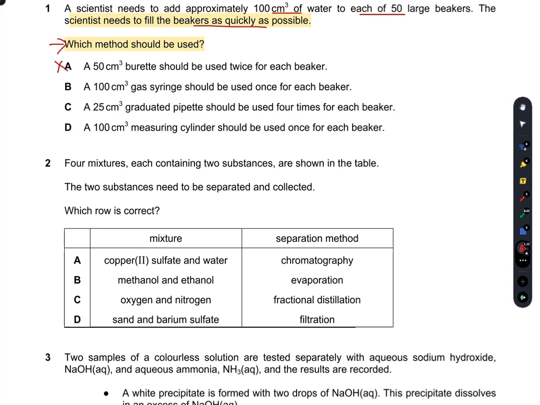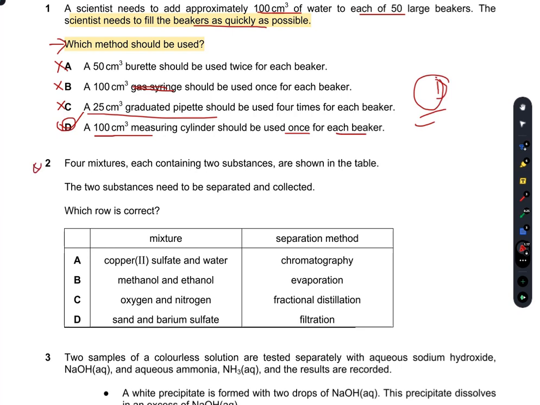Now he wants to add 100 cm³ of water, so a gas syringe will not work here. A 25 cm³ graduated pipette should be used 4 times for each beaker. So this is again a lengthy process. This will take a lot of time. Whereas D, a 100 cm³ measuring cylinder should be used once for each beaker. D makes sense, and D is your right option.